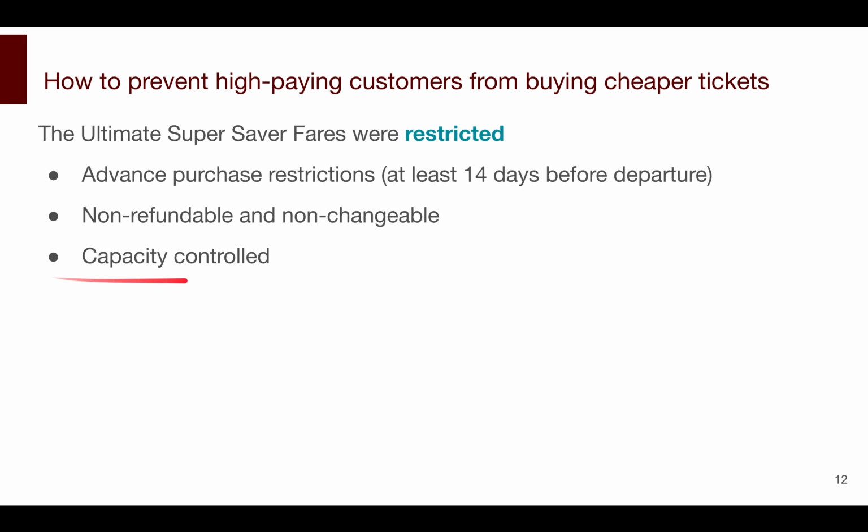Those tickets were also capacity controlled, which meant that there's a limited number of these cheaper tickets, and if the flight sells out of those cheaper tickets, then that's it. No more cheaper tickets will be sold, even if there are many seats still available on that flight, because you're saving them for the high-paying customers that you hope will come.